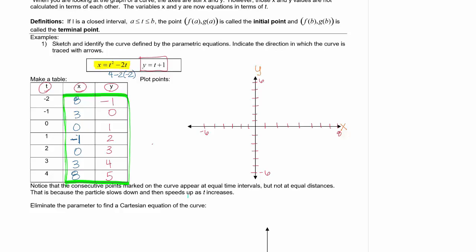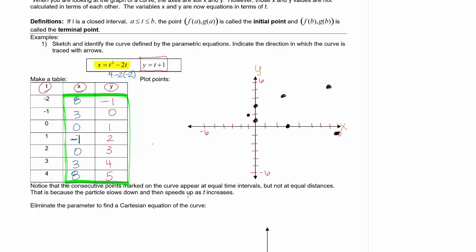So I'm plotting the first point when t equals -2. So 8, -1. Again, plotting points like you've always done. 8, -1, 3, 0, 0, 1, -1, 2, 0, 3, 3, 4, and 8, 5.